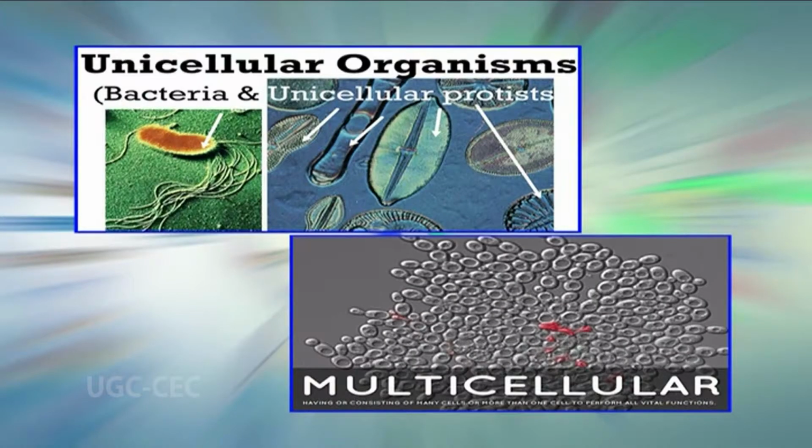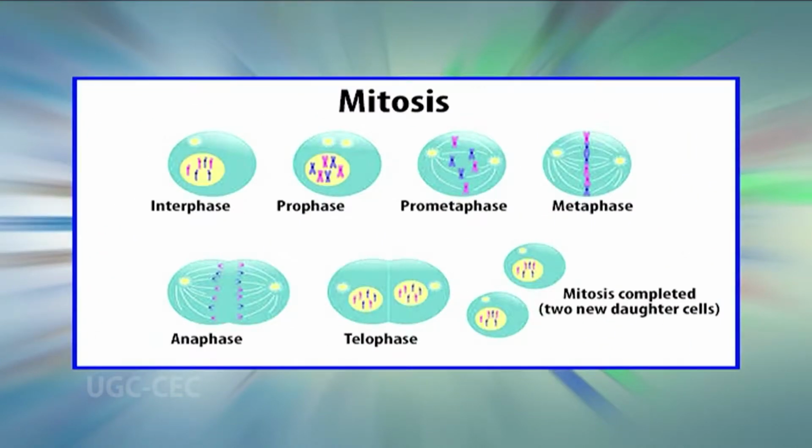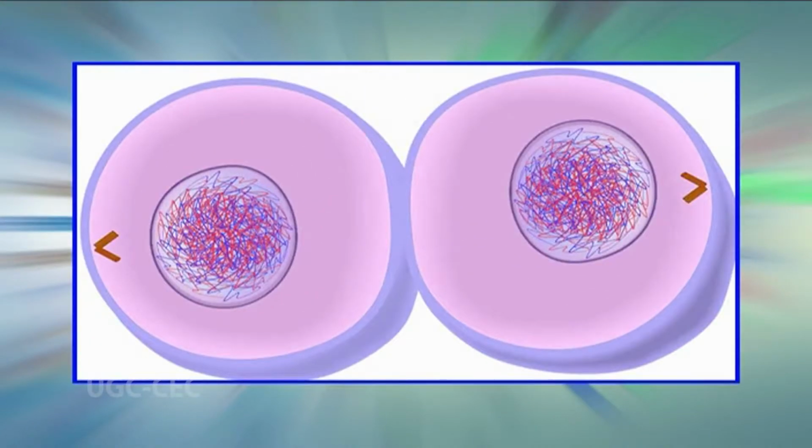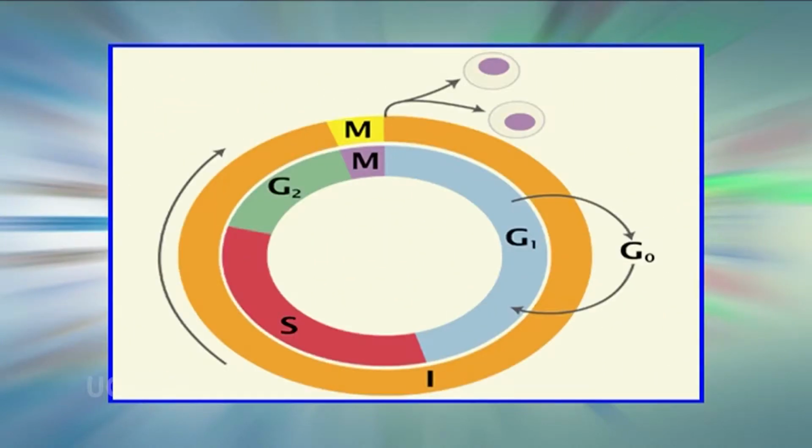In both unicellular and multicellular eukaryotes, cellular reproduction is a cyclical process of growth, mitosis, that is nuclear division, or what we call karyokinesis, and usually but not always cell division, that is cytokinesis. The cycle of growth, mitosis and cell division is called the cell cycle.